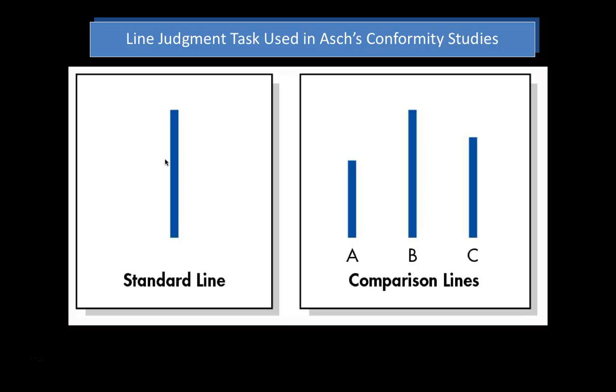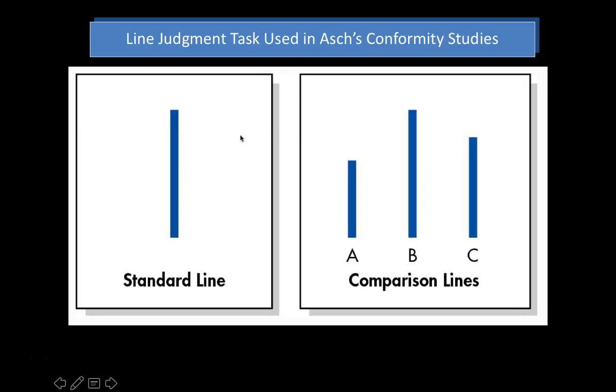Keep in mind, the real subject is seated in position 5, so he's going to be the 5th person to answer. So the first apparent participant says C, the second one says C, the third one says C, the fourth one says C, and now it gets to the real subject. What's the real subject going to do? Go with his senses, or go with what the other group said?